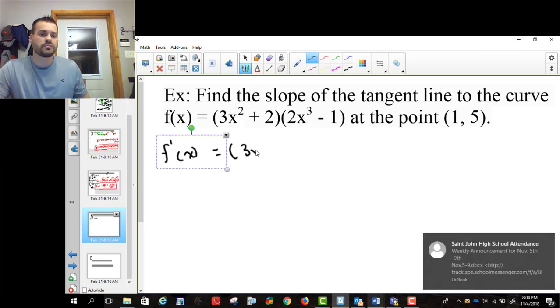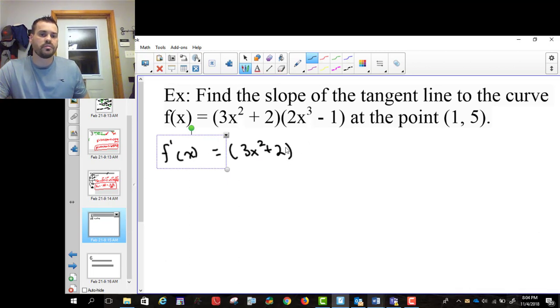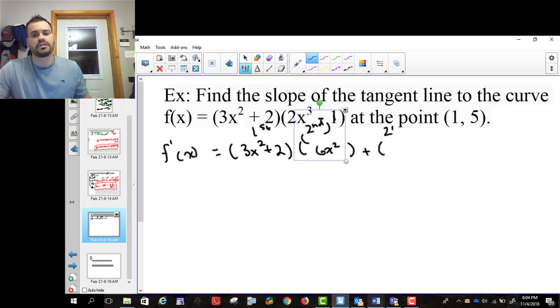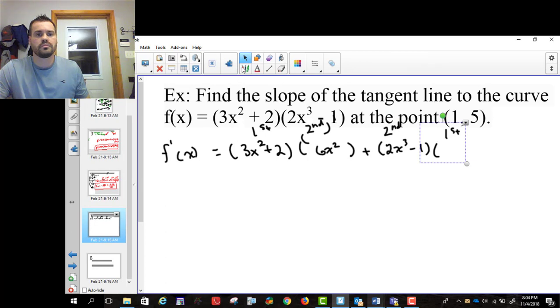That's the first function, 3x squared plus 2, multiplied by the derivative of the second. So the second one prime. So we get 6x squared for 2x cubed, because the 3 comes down and you subtract 1 from the power, and the derivative of minus 1 is 0. So we get that. Then it's plus the second function, so that's 2x cubed minus 1. And we're going to multiply that by the derivative of the first, so the first prime. And so that derivative is 6x, the first one, and the derivative of 2 is 0.